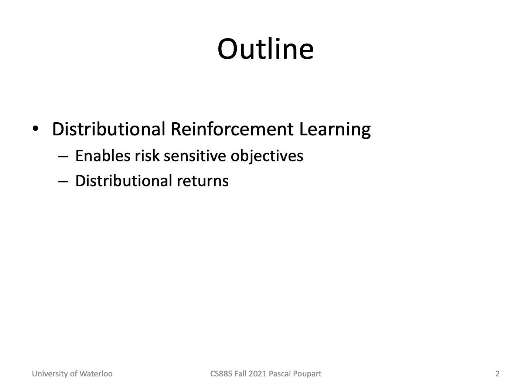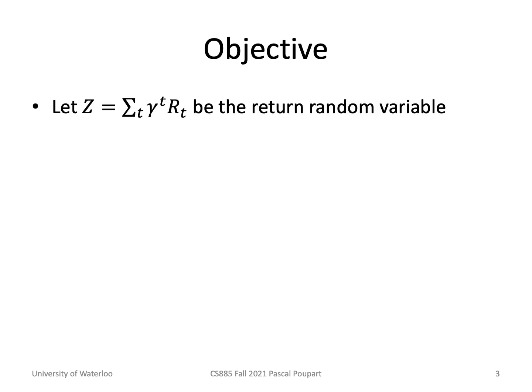To do this, we'll need to define some distributions over the returns and see how to do the computation with that. And then in the end, we'll discuss one basic algorithm known as C51 or Categorical DQN that was proposed by Bellemare et al. in 2017.